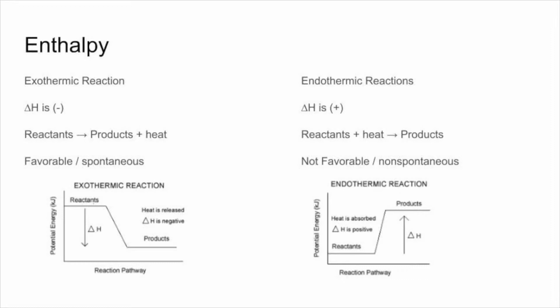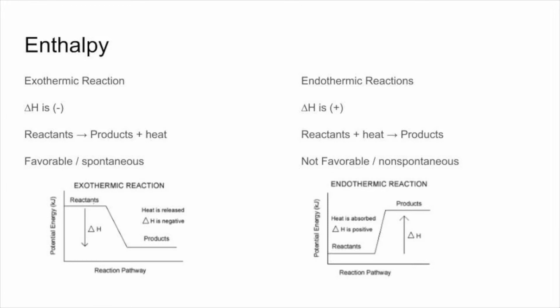Enthalpy is the heat energy lost or gained in a reaction. In an exothermic reaction, the change in enthalpy is negative, and it is written as a product. This is favorable because it releases energy into the surroundings. Endothermic reactions require energy. They're written with heat in the reactants and a delta H as positive. These are not favorable because energy is required from the surroundings to make the reaction happen.